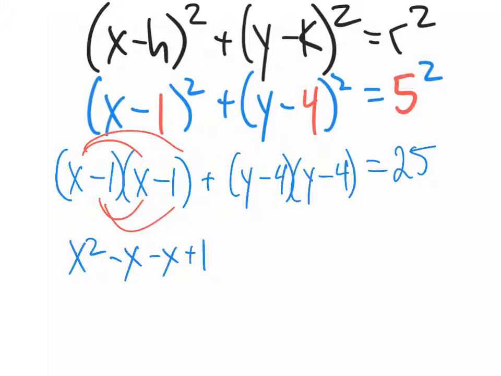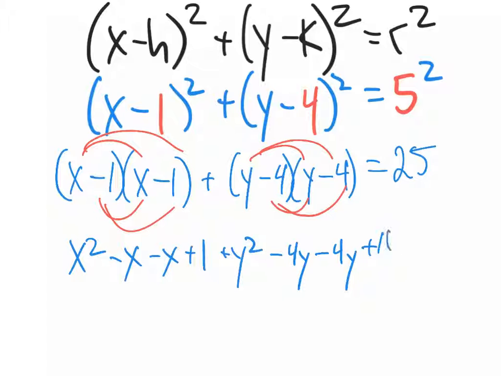And then once again, we're going to be foiling. So it's y times y, first, outer, inner, last. y times y is going to be y squared. y times negative 4 is minus 4y. Negative 4 times y is, again, minus 4y. And then negative 4 times negative 4 is going to be positive 16, equals 25. That makes sense so far.